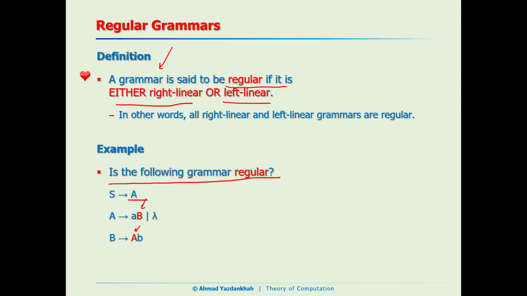Look at this one. We don't have any terminal here, so we cannot decide if it is left or right. How about this one? The variable appears on the right side of the terminal, so this is the condition for the right linear. But when you look at this, it is the condition for the left linear. So this grammar is neither right linear nor left linear, because all of the production rules should have the same characteristic, right? So this is not a regular grammar.